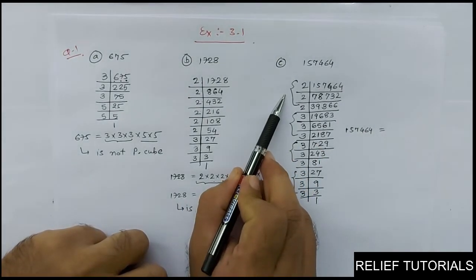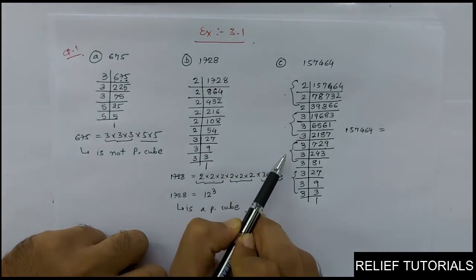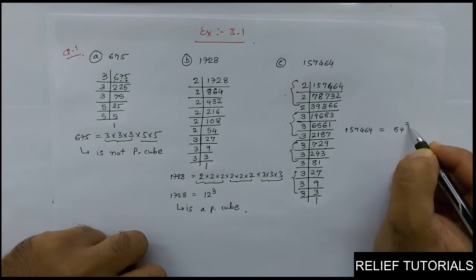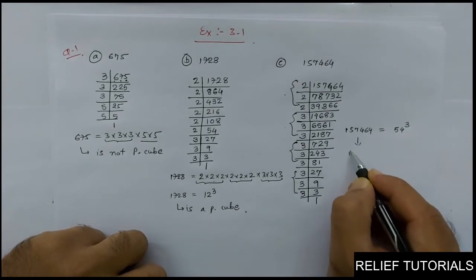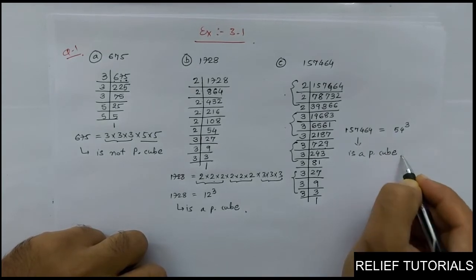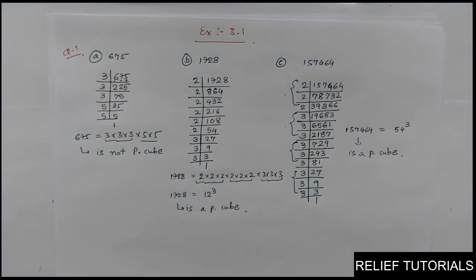It's a cube of 2 into 3 is 6, 6 3s are 18, 18 3s are 54. So it is a cube of 54. So this number is a perfect cube number. So this is all about question number 1.